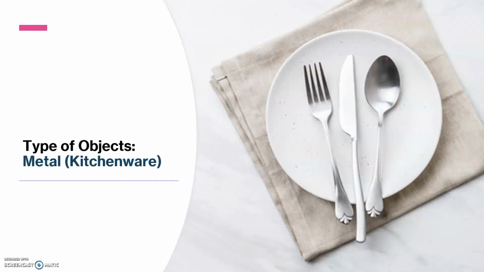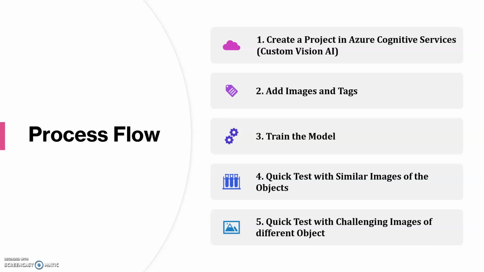We have selected the object type, which is metal objects, under kitchenwares. So the process flow is we'll be creating a project in Azure Cognitive Services, Custom Vision AI, and after that we'll be adding some images related to the objects. In this project we selected forks and scissors as the metal objects for the kitchenwares, and we'll be tagging them with labels. And after that we'll be training the model. After training we'll be doing testing.